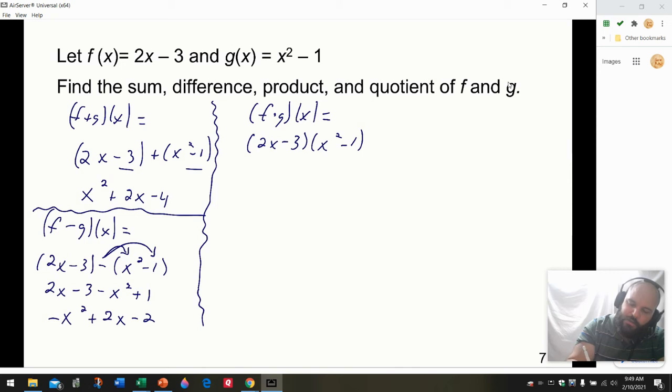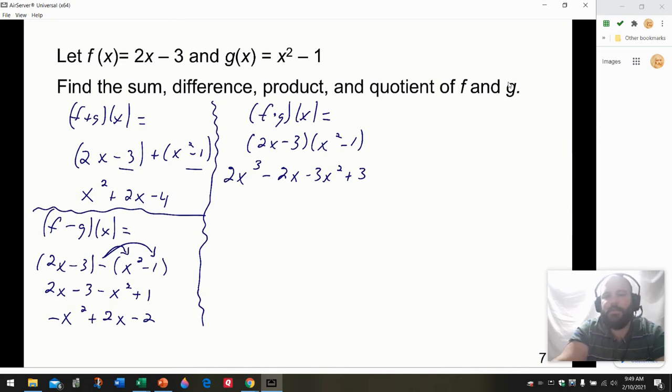So we're going to do 2x times x squared, which gives me 2x to the third. And then we're going to do 2x times negative 1, which is negative 2x. The next thing we're going to do is negative 3 times x squared, which is negative 3x squared, and then negative 3 times negative 1, which is positive 3. So we foiled those two terms together.